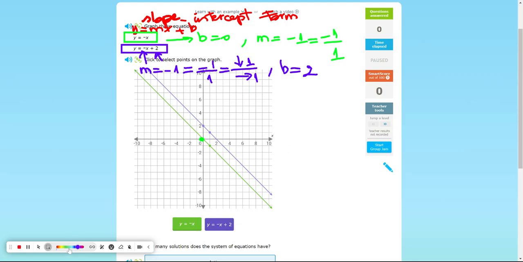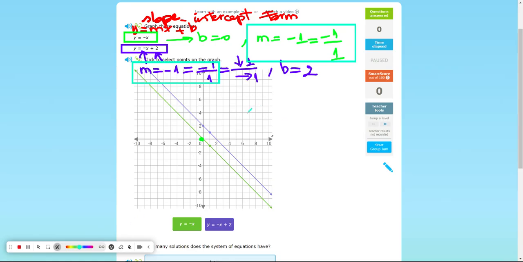Let's highlight the slope so you can see what I'm talking about here. The first one, the slope is negative 1. The second one, the slope is also negative 1. So if you have two lines that have the same slope, the two lines are parallel. So let's write that over here.